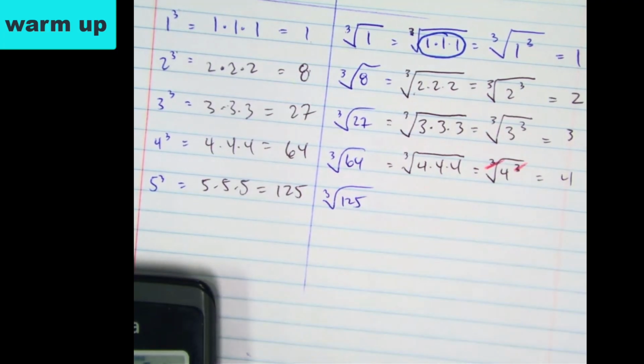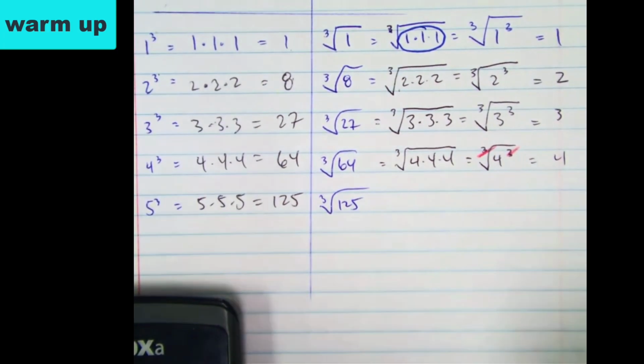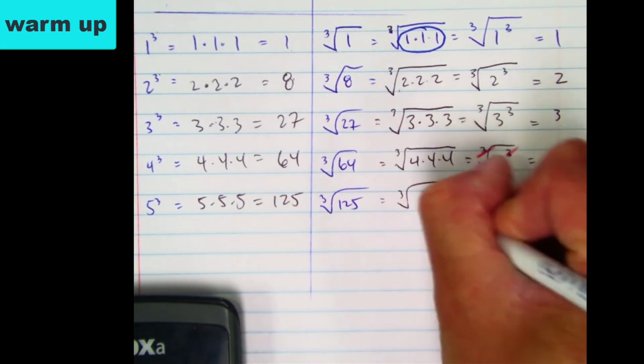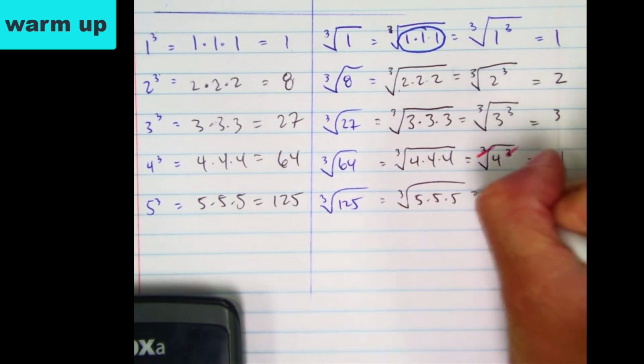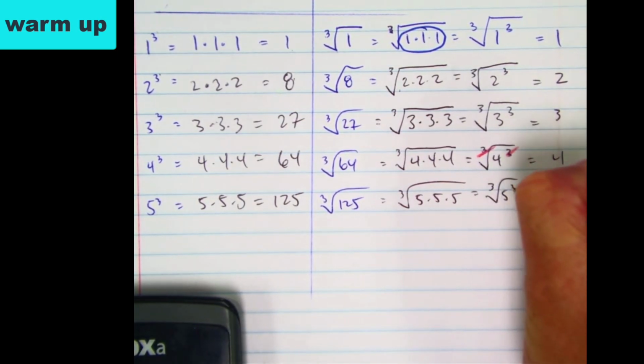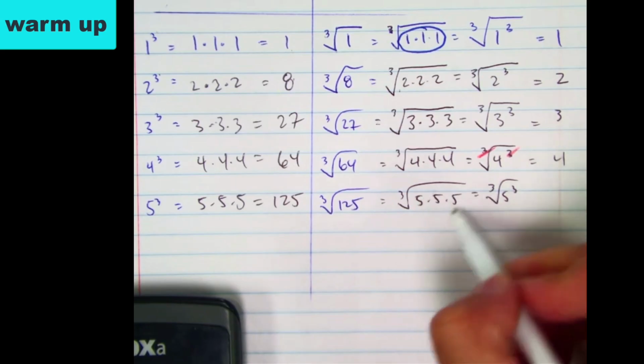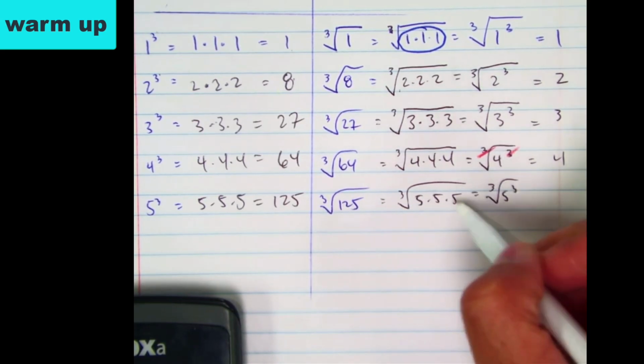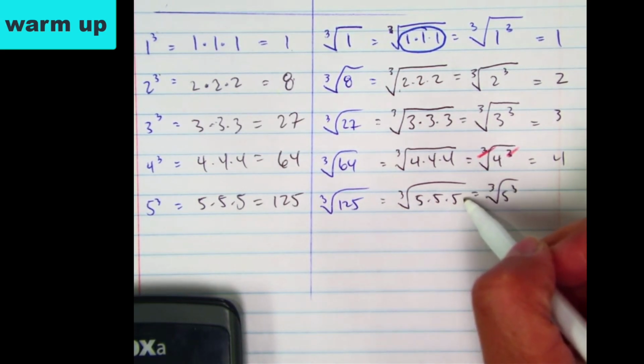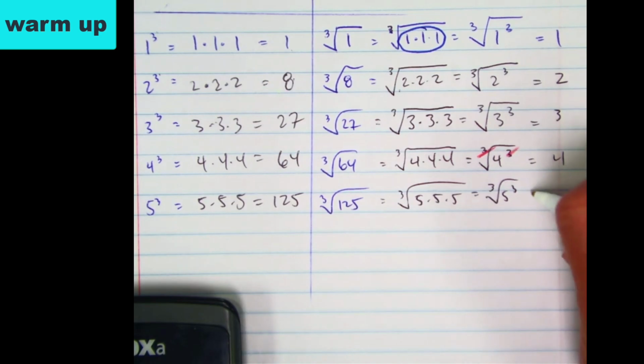And 125? 3 identical numbers here. That is a 5. Remember, if you have another number such as 4 inside there, that 4 stays inside, or a 2 or a 3, whatever it is.